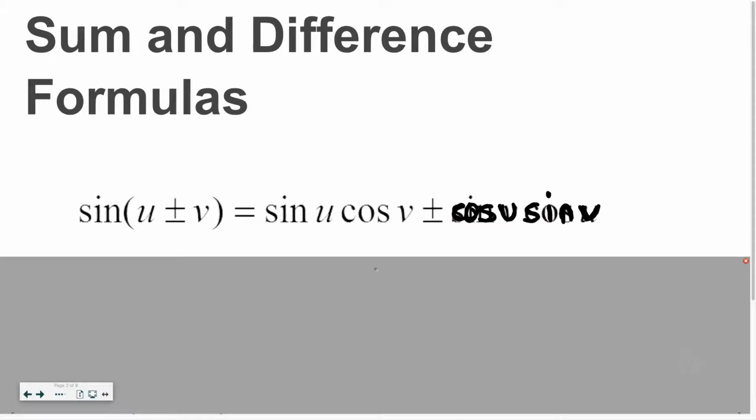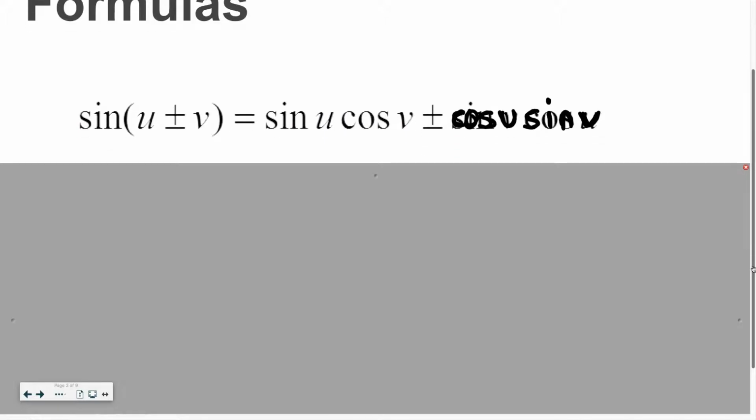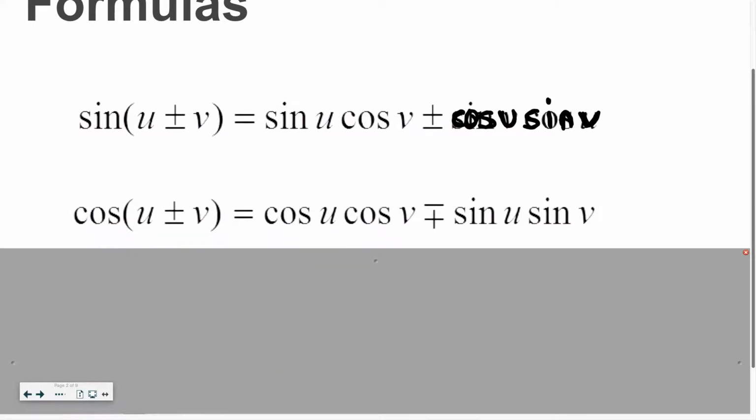Now, go and look at your cosine formula. If we are adding or subtracting inside of our cosine, okay, we can't just break apart a trig function with addition or subtraction. Remember we had all those properties for logarithms and things like that. That's kind of what's going on here. These are different formulas for when this happens. So we have cosine u, cosine v, minus plus sine u, sine v.